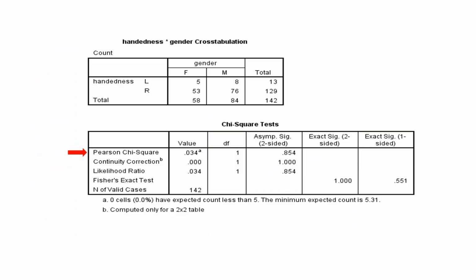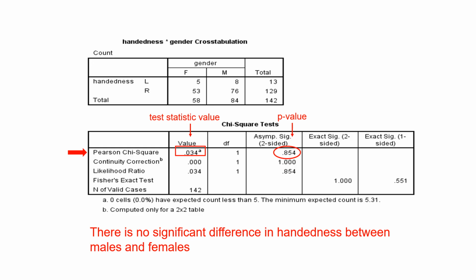This is the computer output of the analysis showing the value of the test statistic, which is 0.034, which is quite small, and the p-value, which is not significant, 0.854, and it's greater than 0.05. Therefore, with an insignificant p-value, the null hypothesis is not rejected, and the conclusion is there is no significant difference in handedness between males and females.